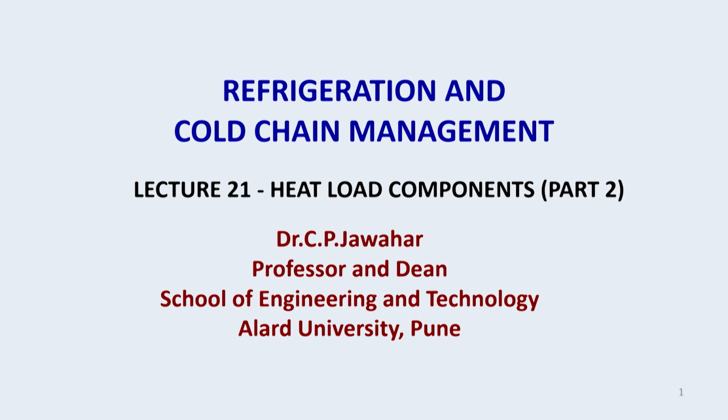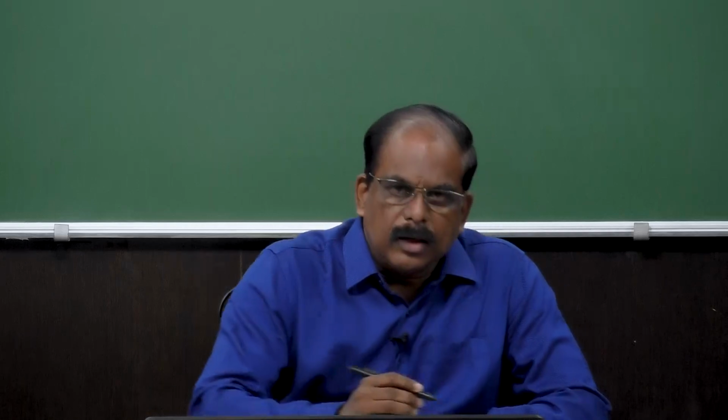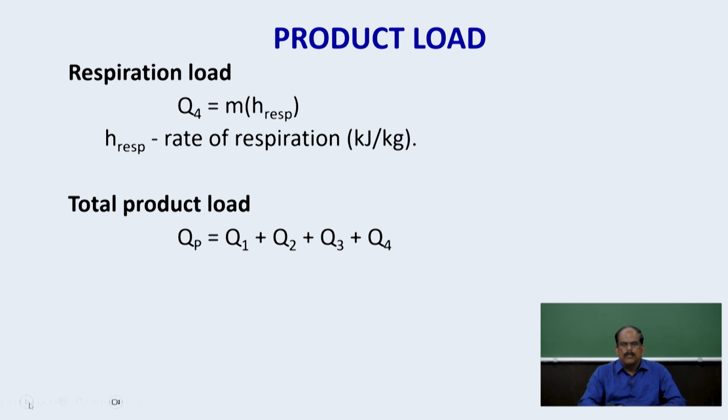Welcome back to lecture number 21. Let us continue with the same topic, heat load components, under part 2. In lecture number 21, part 1, I had stopped at estimating the product load, which is the sum of 4 heat loads, that is Q1, Q2, Q3 and Q4. Q1 is the sensible heat load above freezing, Q2 is the latent heat load, Q3 is the sensible heat load below freezing, and Q4 is the load due to respiration.